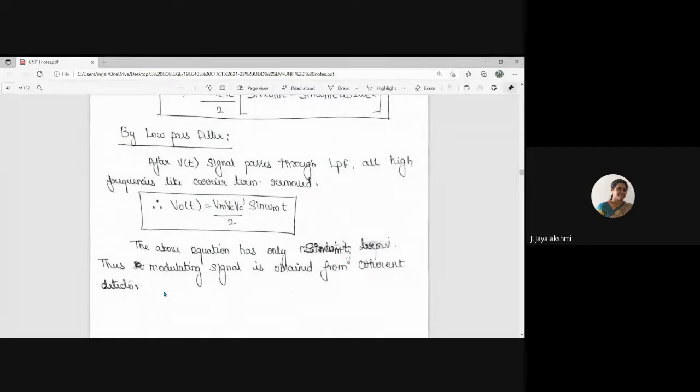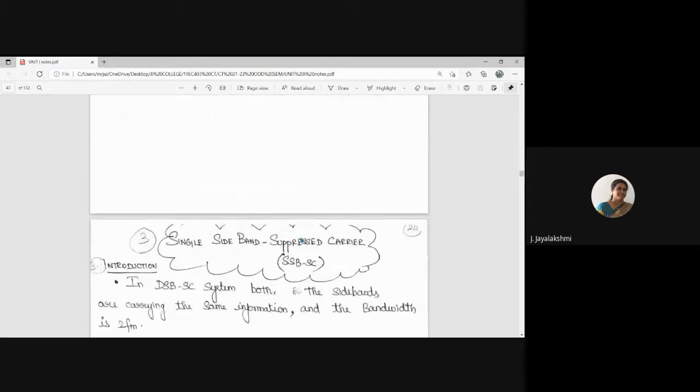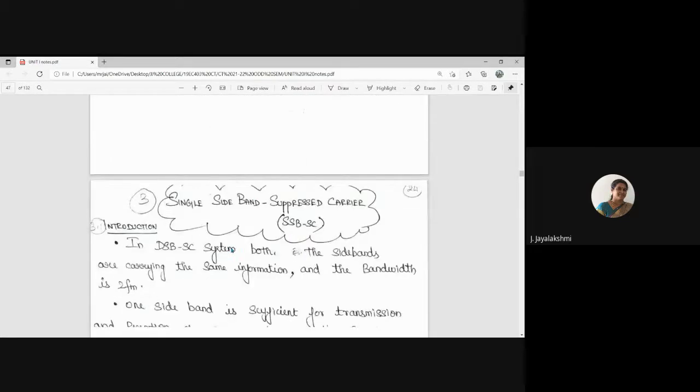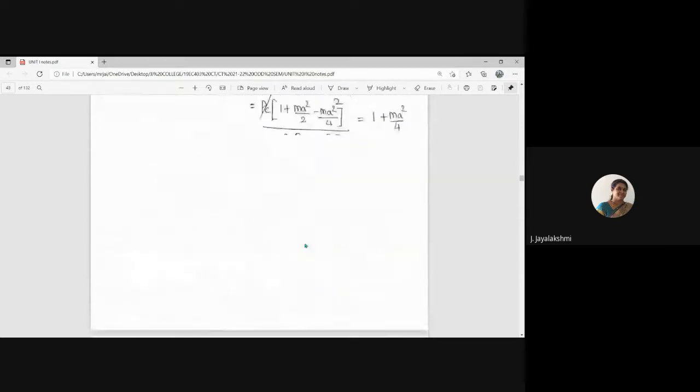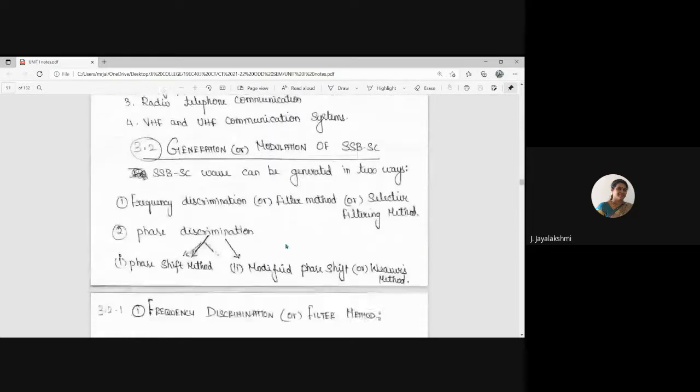So this is how we demodulate and retrieve the information signal which was transmitted at the transmitter. And of course, why we call this a coherent detector is that you have to maintain the phase and frequency of the carrier at the transmitter end as well as the receiver end. So this is single sideband, and next is the next type of demodulation.